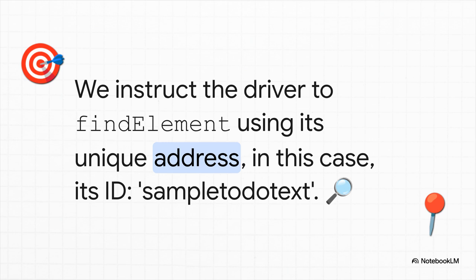We tell our driver to find an element. But how? Well, we're using one of the best ways, by.id. On a well-built website, IDs are supposed to be totally unique, which makes them a really reliable way to find exactly what you're looking for. In this case, we're grabbing the text box with the ID sample to do text.